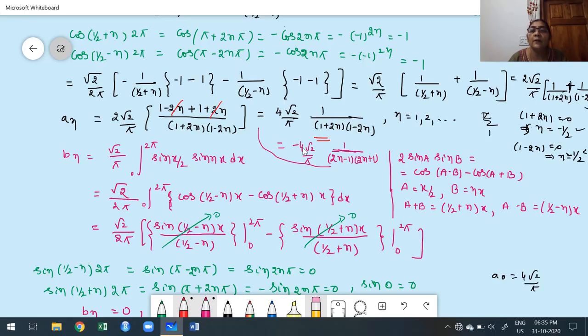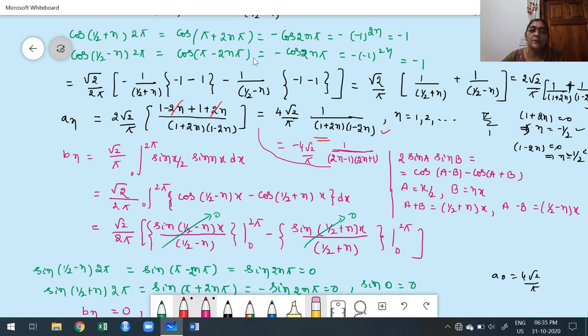Observe carefully what I did here. This is also correct. But for our convenience, once you put n equal to 1, 2, 3, we get a negative value. Why not convert it into a positive value? Therefore, take minus outside: 1 minus 2n becomes 2n minus 1 into 2n plus 1 with a minus sign. Once you multiply that, we get the same thing.